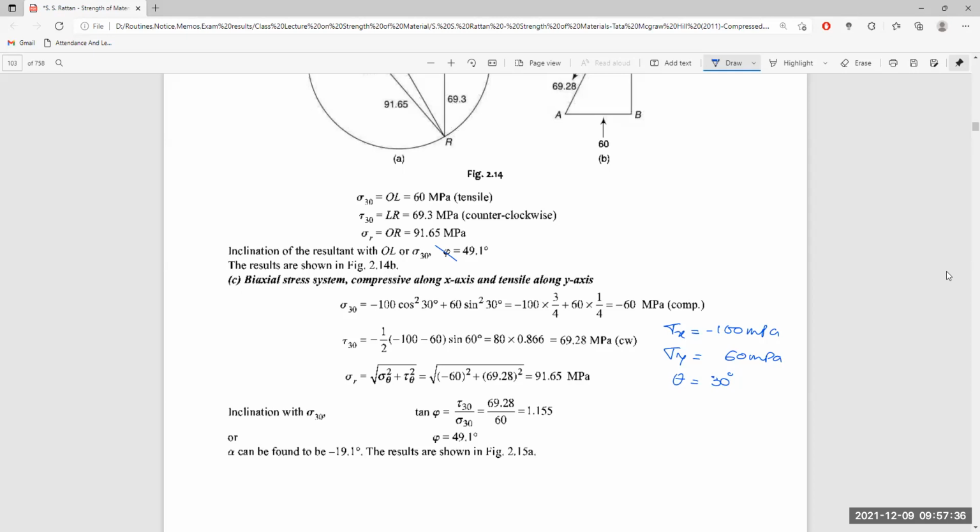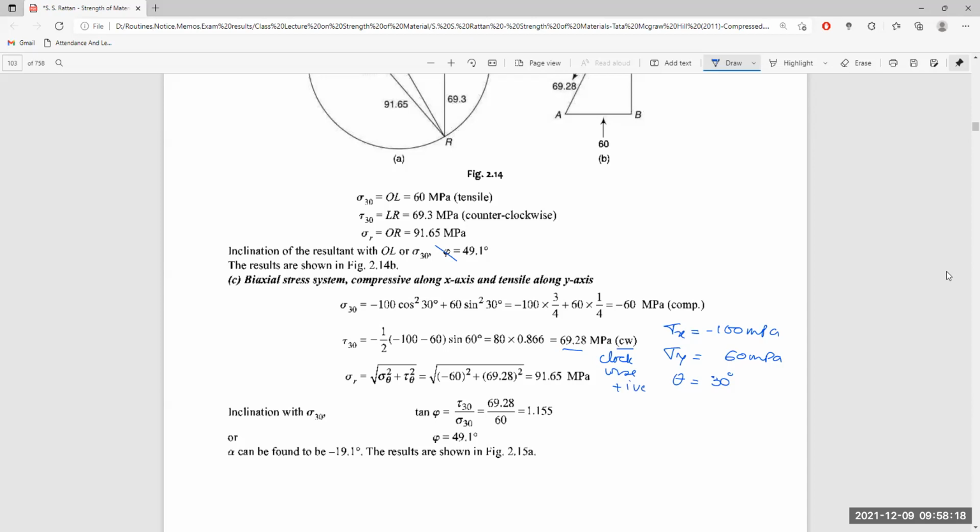which will give us the stress on the oblique plane, that is, sigma 30 is equal to minus 60 MPa. And in the equation of tau 30, which is half of sigma x minus sigma y into sine 2 theta, we put the values of sigma x and sigma y and sine 60, and we get tau theta as 69.28 MPa. It is positive, so it is clockwise.